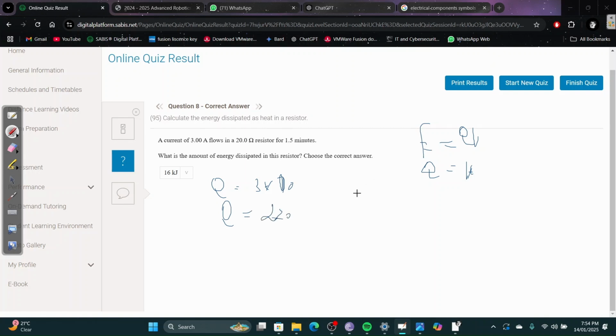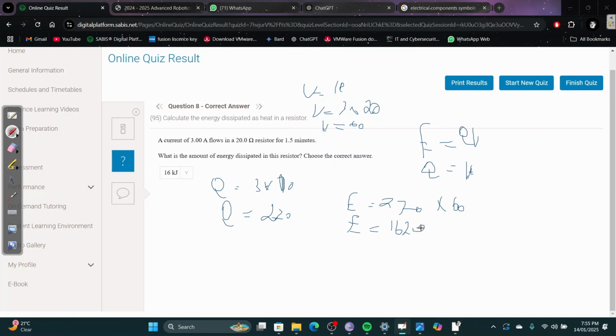Now, E equals QV, so E is equal to 270 times... Okay, I just realized we don't have the voltage. Because they like making our lives harder, V equals IR. V is equal to 3 amperes times 20, so V is equal to 60 volts. So times 60. Now E is equal to, on a calculator, 270 times 60, which gives you 16,200.